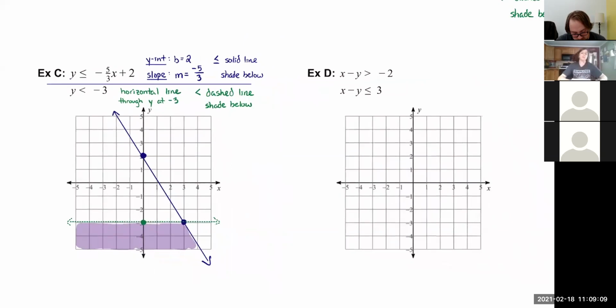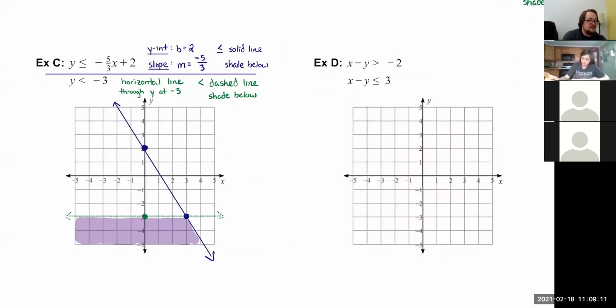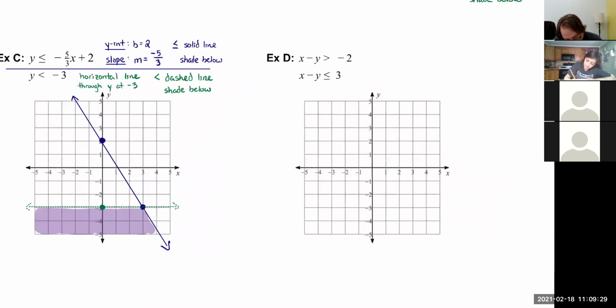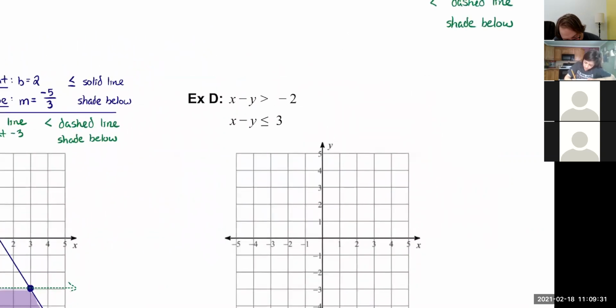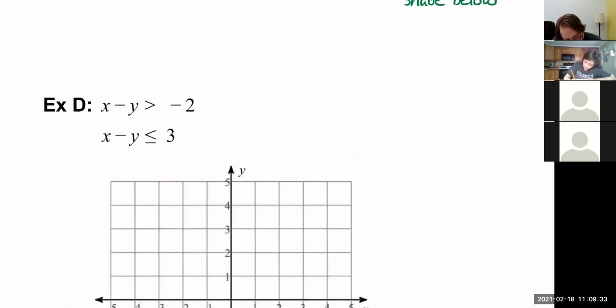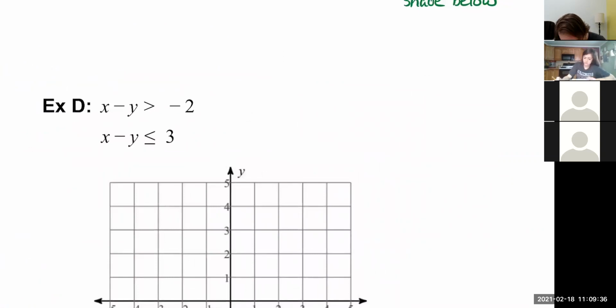Now, the best for last. This last one's probably my favorite one, just because of how the graph looks at the very end. Unfortunately, neither of them are in slope-intercept form, so we do have a little bit of work cut out for us here at the beginning, but it shouldn't take us too terribly long. So I'm going to start over here on the right side of the graph. I think I've got enough space for it.